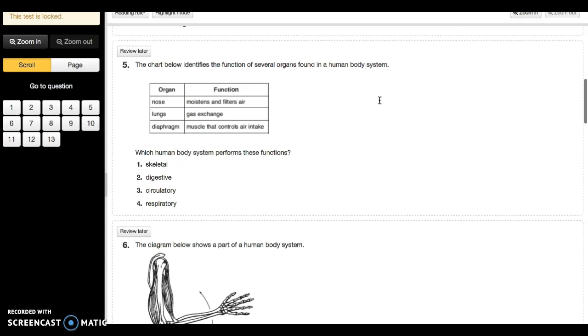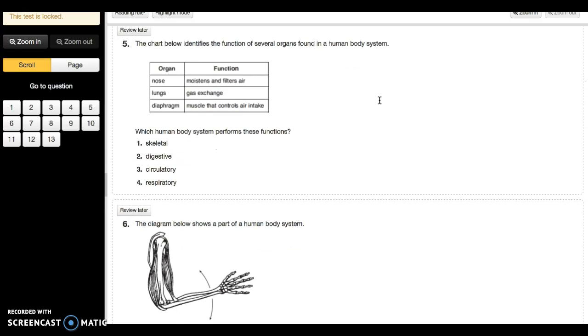Okay, the chart below identifies the function of several organs found in the human body system. Which human body system performs these functions? Okay, and if you chose 4, the respiratory system, you are correct.